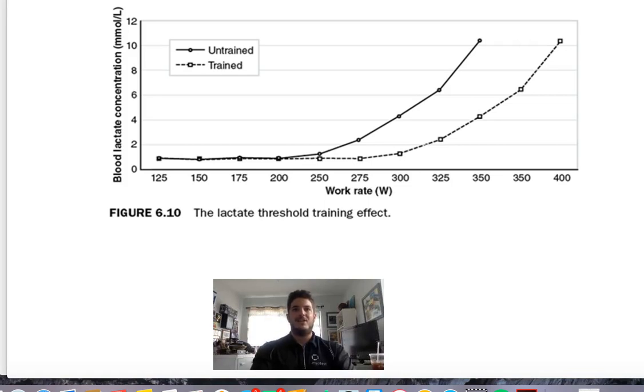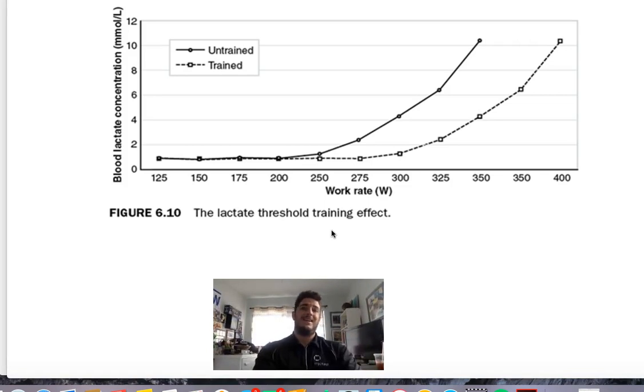The exercise intensity, or relative intensity, at which blood lactate begins to abruptly increase above baseline concentration has been termed the lactate threshold. So here we have untrained and trained individuals. This is the lactate threshold training effect. The lactate threshold represents an increasing reliance on anaerobic metabolism. Therefore, the lactate threshold corresponds well with the ventilatory threshold, and is often known as a marker of the anaerobic threshold.